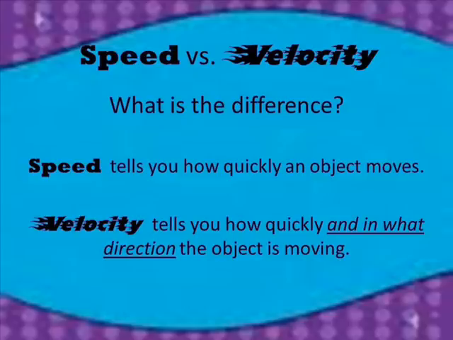Okay, in part 1 of this lecture we learned how to calculate the speed of an object. So now we need to understand the distinction between speed and velocity. What is the difference? Well, as we learned, speed tells you how quickly an object moves. Velocity, on the other hand, tells you how quickly and in what direction the object is moving.